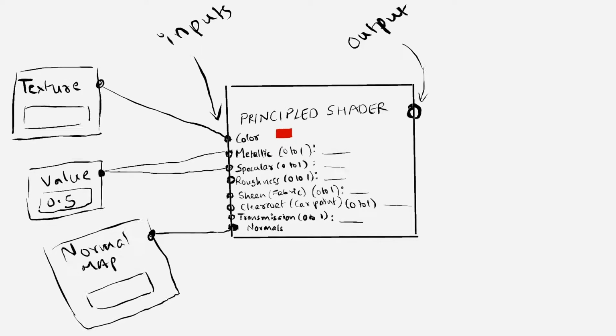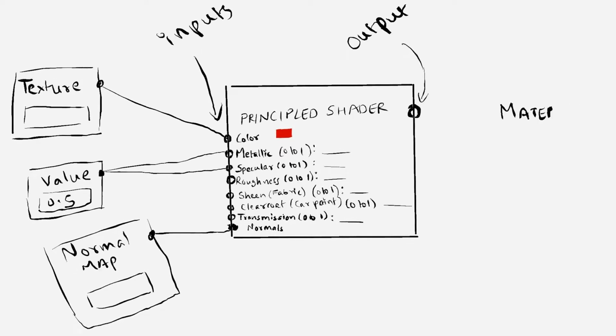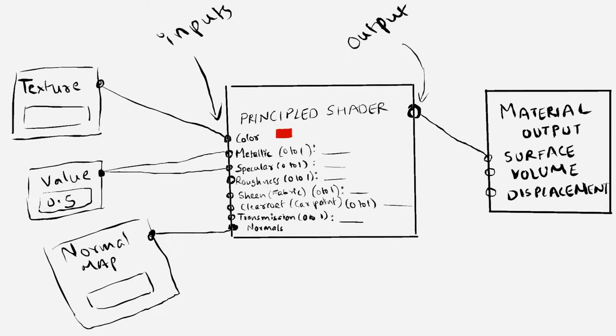And then finally connect the output of this node to the final output or the material output. That's it. You will have your material. Simple, isn't it? So why don't we go ahead and try this in Blender itself.